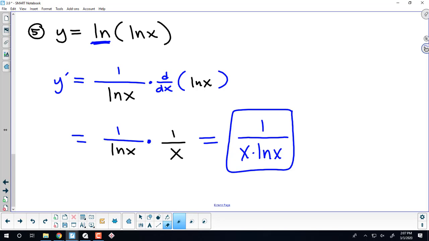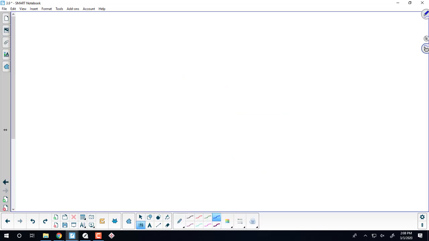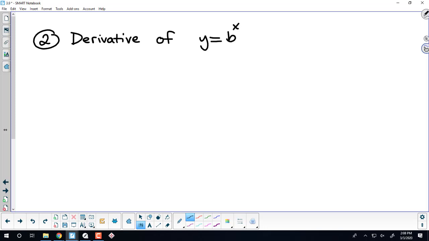Hopefully with those examples, you can start to see the pattern involved when we take the derivative. Does anyone have questions on that? Then we'll move on to the next function. We're going to look at the derivative of y equals b to the x. Remember, b is larger than 0, not 1. So it's a real number that's larger than 0, but not 1.